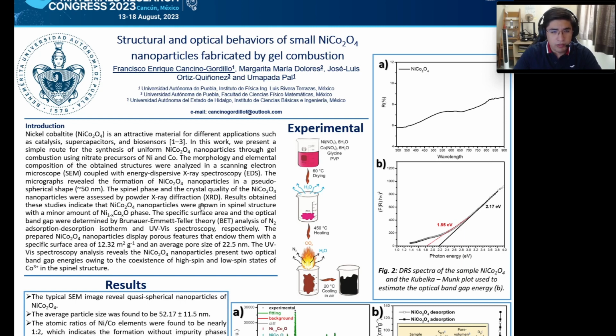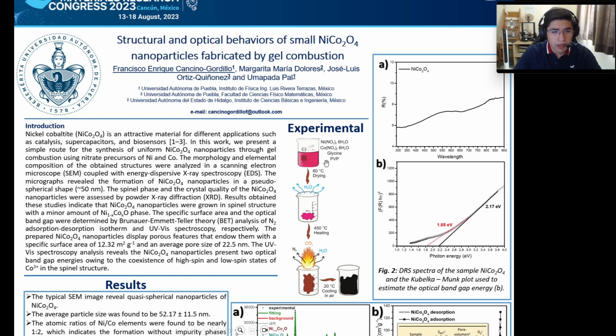Therefore, in this poster we present nickel cobalt nanoparticles synthesized by a low-cost jet combustion method. The nanoparticles have been studied by X-ray diffraction, scanning electron microscope, EDS technique, and optical spectroscopy to evaluate the possibility of applications in catalysis. In this part of the poster, we can see the combustion method used to make the nanoparticles.